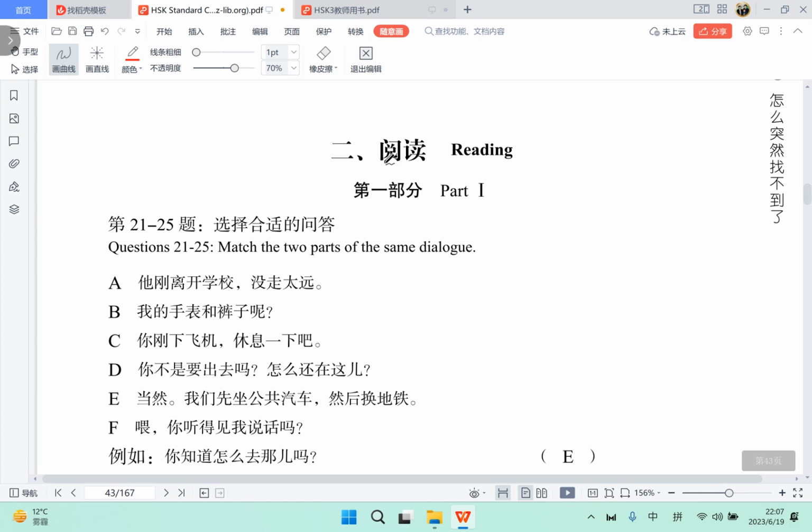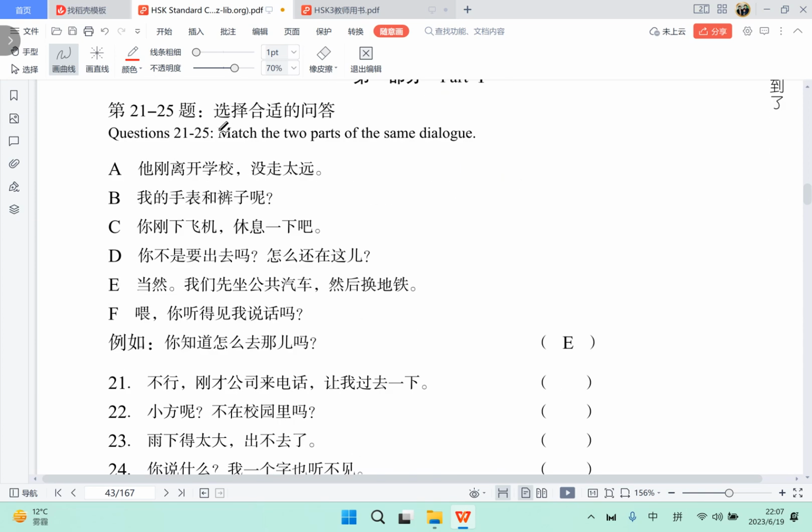Okay, we go to the reading section. So match the two parts of the same dialogue. So check the options first. A, 他刚离开学校, he just left the school, 没走远, haven't walked too far away. And B, 我的手表和裤子呢? Where is my watch and my trousers? And C, 你刚下飞机, you just got off the plane, 休息一下吧, so take a rest for a while.